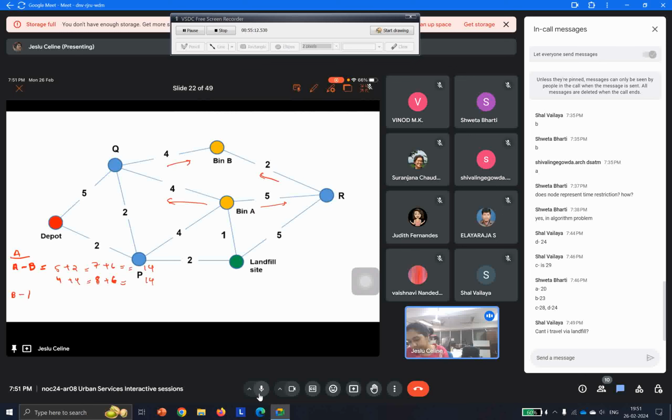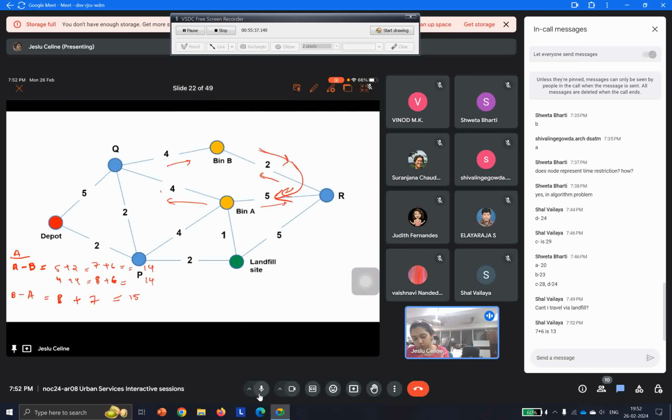Now let's see from B to A, what is the method? B to A, initially it was 8. So 8 is already there, plus whatever we are adding on, again the same path. We can say that this is the shortest path because we know that 7 is less than 8. So I'm just taking this path, which will be plus 7. So that is 15 to come back over here. Now you need to check everything. 7 plus 6, 13. Sorry, I marked it wrong over here. 7 plus 6, 13.